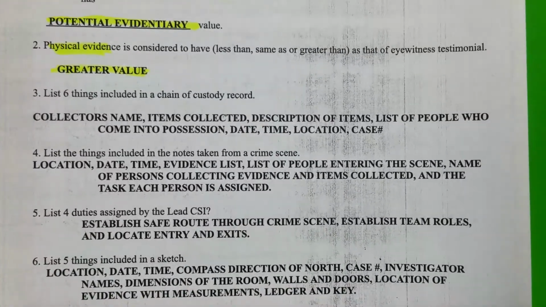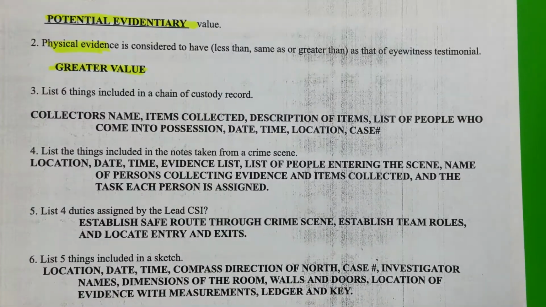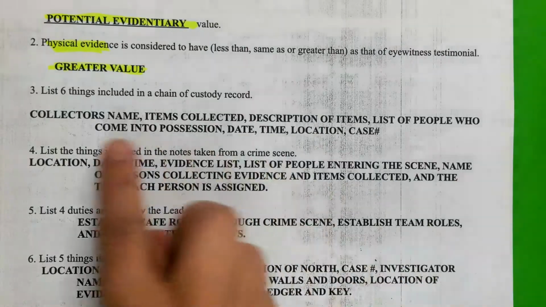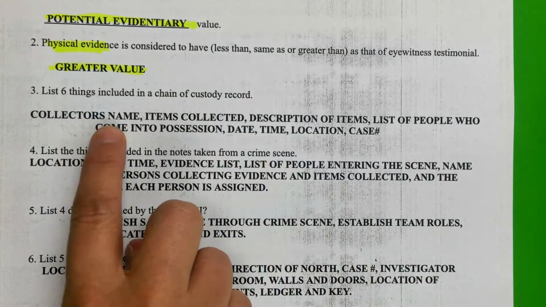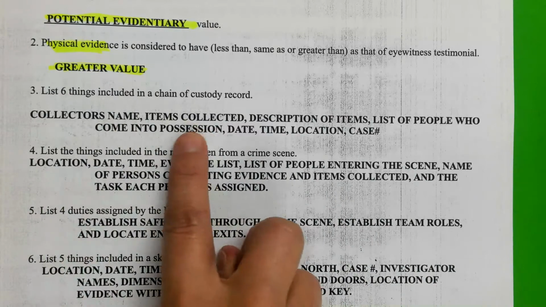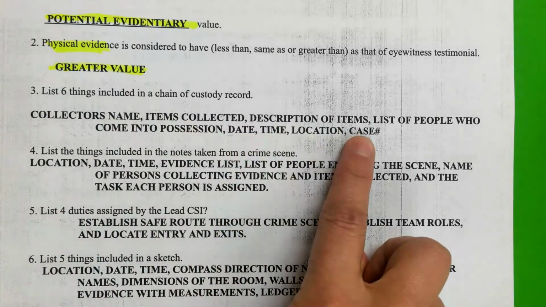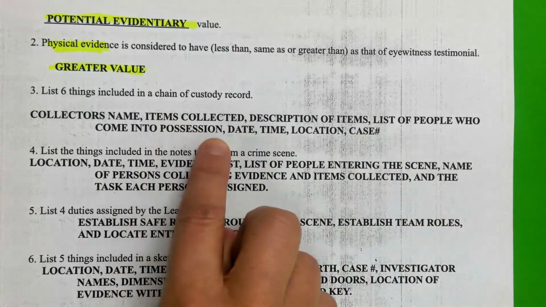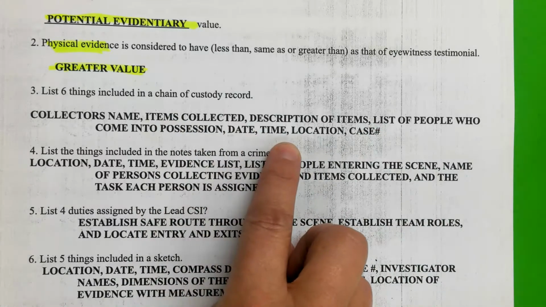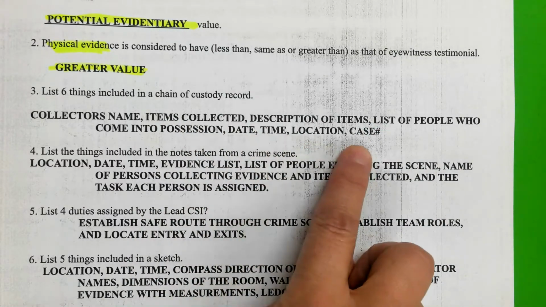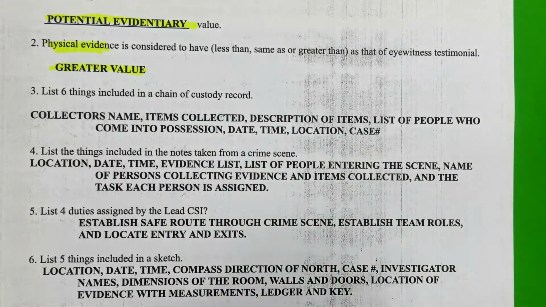Number three, list 6 things, including the chain of custody record. So, of course, the name of the person who collects it, items collected, description, and list of people who come into possession, the date and time and location, and also case number.